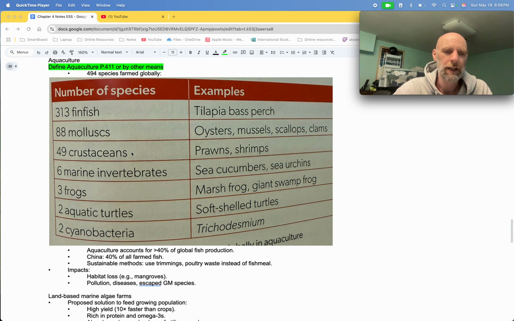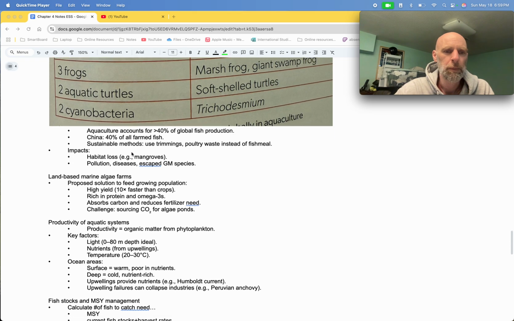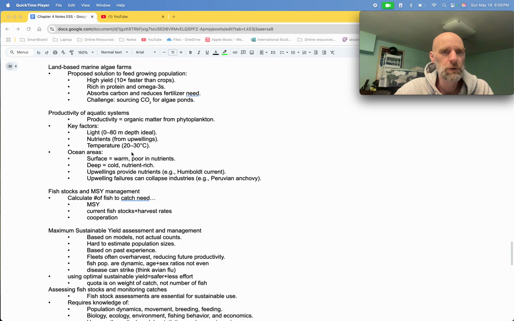Land-based marine algae farms. A proposed solution to feed the growing population. It's a high yield, 10 times faster than crops. It's also looked at as a biofuel as well. Rich in proteins and omega-3s, absorbs carbon and reduces fertilizer need. Challenge: sourcing carbon dioxide for algae ponds. So, yeah, getting CO2 for it.